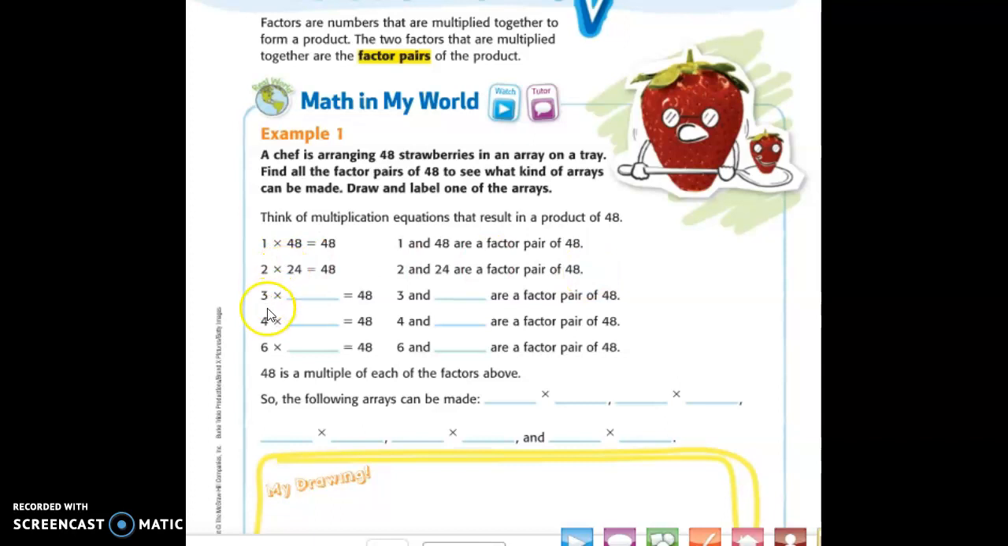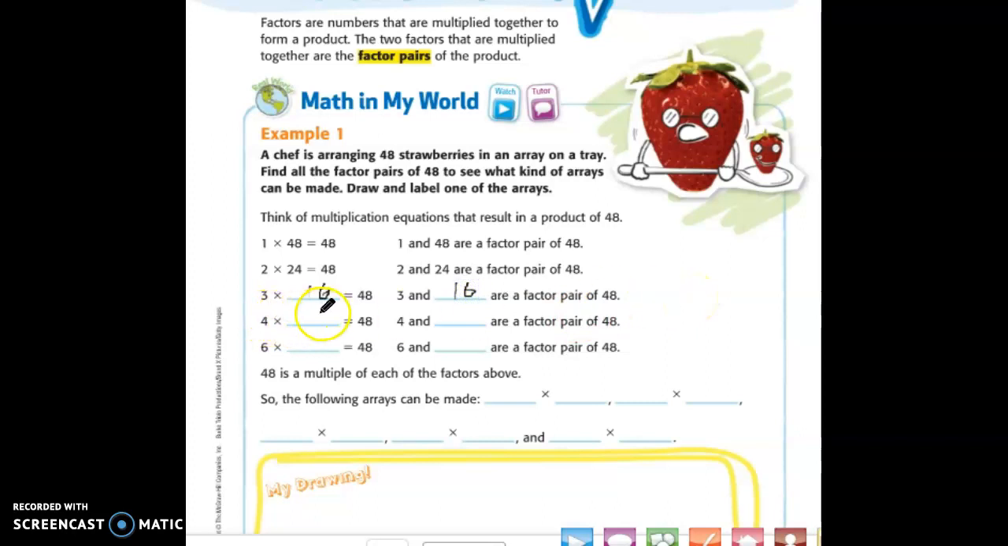And then they're telling us 3, 4, and 6 are also factors of 48. So we just need to figure out 3 times what is 48. And if you're having difficulty figuring this out, you can use a multiplication chart that goes all the way to 100, because it is greater than 12, which is what we normally use. So 3 times 16 is 48, which means 3 and 16 are a factor pair of 48.